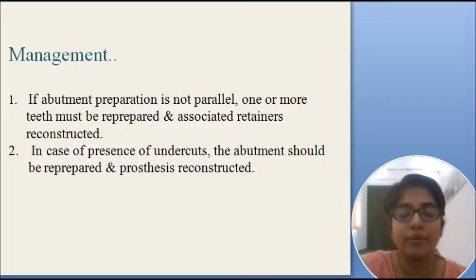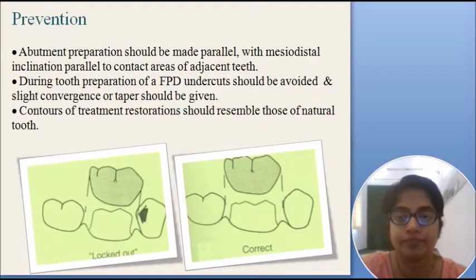If abutment preparation is not parallel, one or more teeth must be re-prepared and associated retainers are reconstructed. In case of presence of undercuts, the abutment should be re-prepared and prosthesis reconstructed. How do we prevent this? Abutment preparation should be made parallel with mediodistal inclination parallel to the contact areas of adjacent teeth.